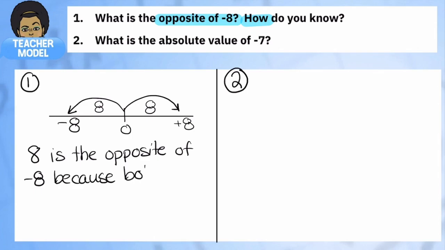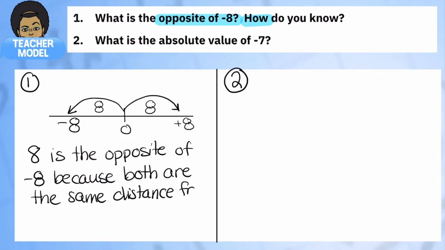because both are the same distance from zero. Okay, and let's make sure that that makes sense. Remember, opposites, they're just the same distance. I'm going to put that in there. We're going to think about distance when we think about opposites. And they're both the same exact distance, one going to the left and one going to the right.